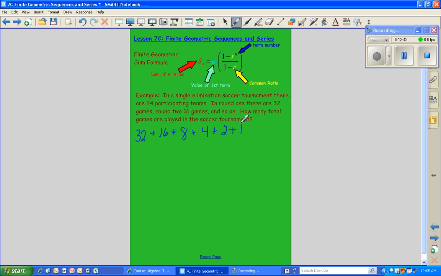And then that'll be the last game. And so you could just sit there, since this one's not too long, and add these up. And that's going to take you to a total of 63 games. Okay? But let's say you didn't want to just add them up. Maybe the numbers were too big or something. Then what we could do is find the sum.